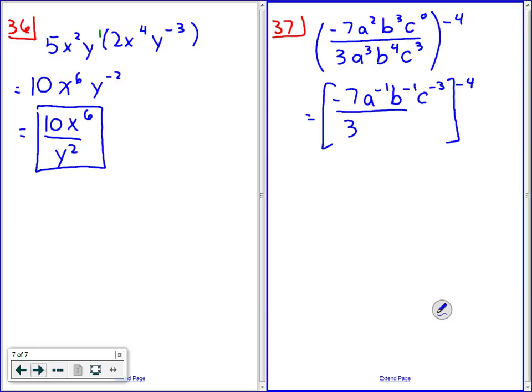Multiply it all the way in, okay? So it's going to be... just make sure we know what we did there. The -4 we multiplied into everything. 7 is now raised to the -4, because the original power was 1. A to the -1 times -4 is a to the +4. B to the -1 times -4 is b to the 4. C to the -3 times -4 is c to the 12, divided by 3 to the -4.